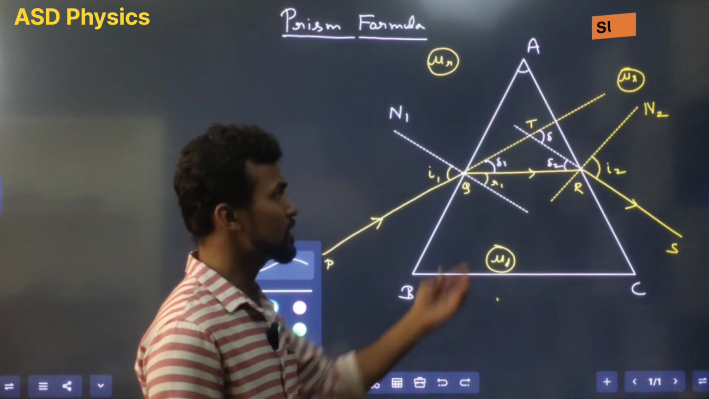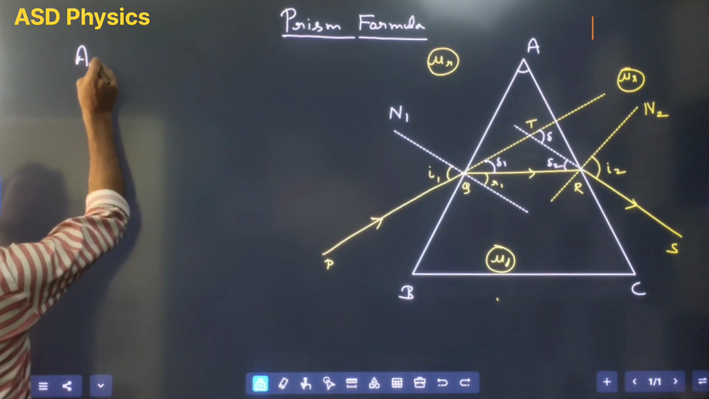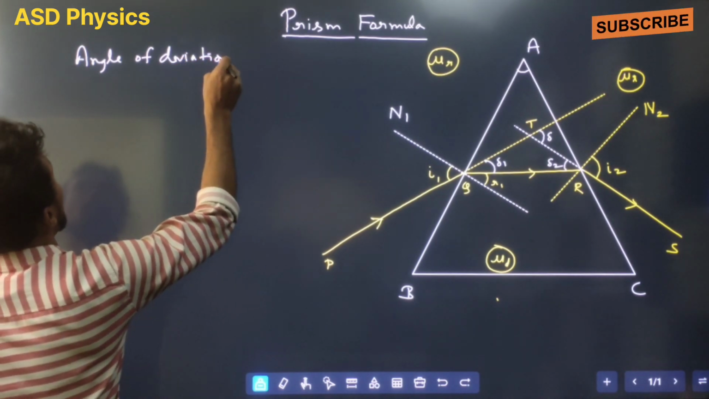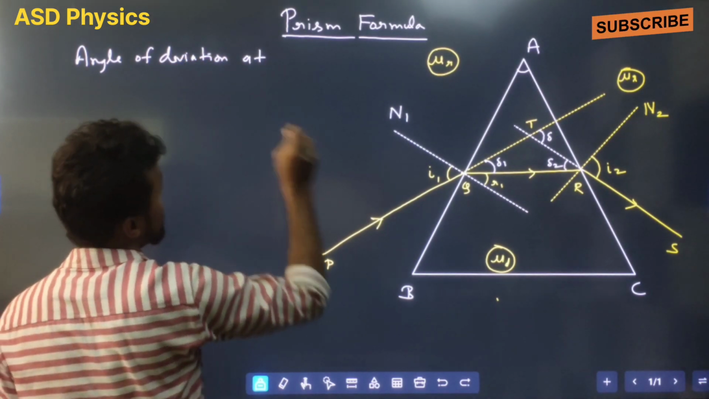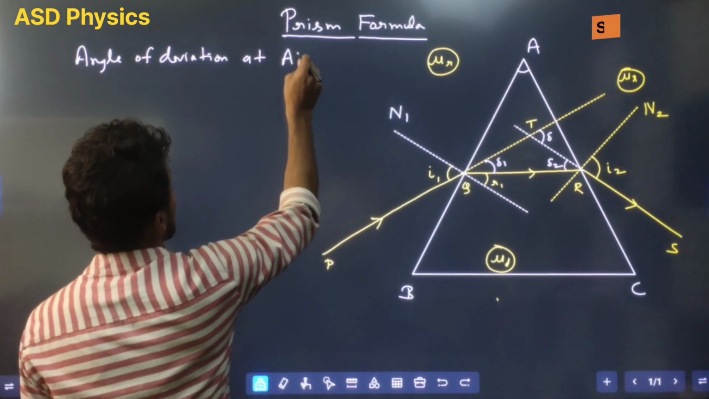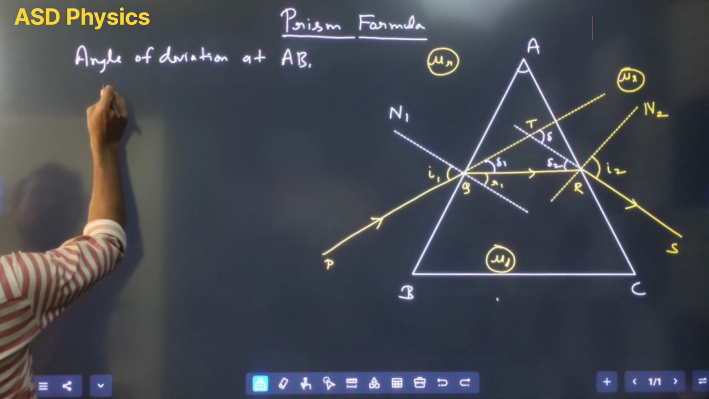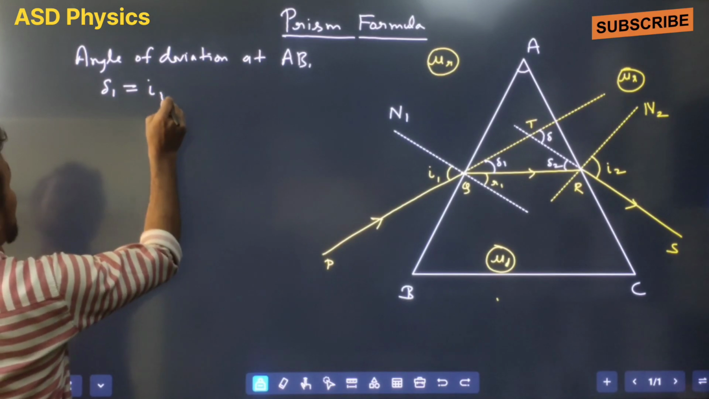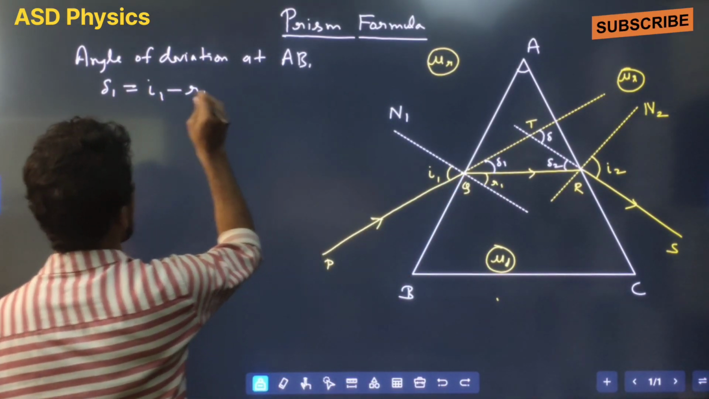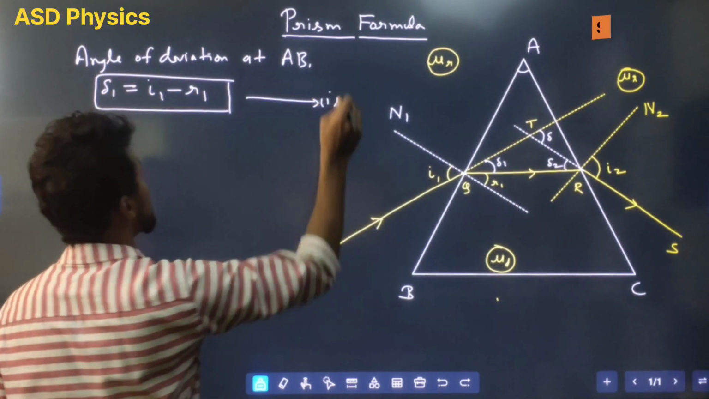So students, if I talk about the angle of deviation at the first surface, see here, let me write. Angle of deviation at reflecting surface AB. Now, at which surface? At reflecting surface AB. So I will write the angle of deviation at AB. So you can see by the geometry what delta 1 will be. I can write that delta 1 is I1 minus R1. Correct? This delta 1 is what? I1 minus R1. Now let me write it in a box, please. And this is equation 1.